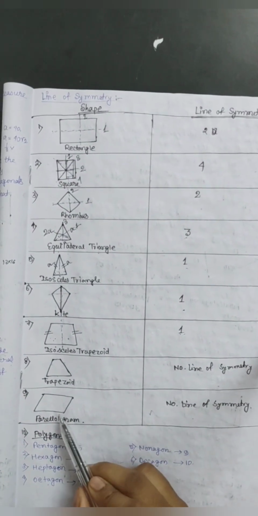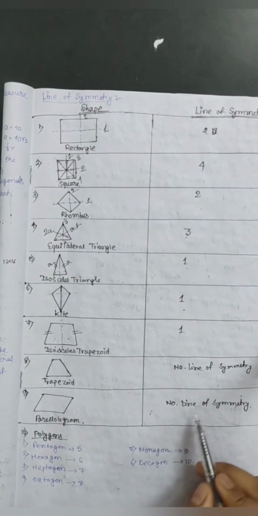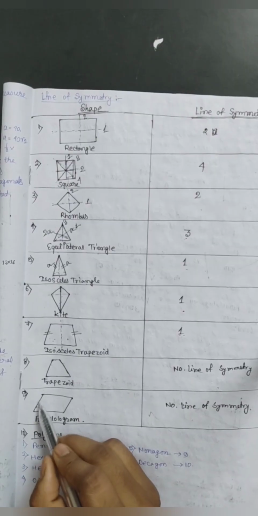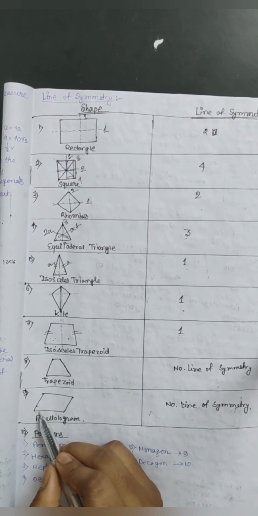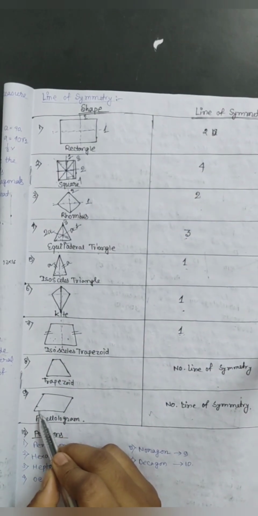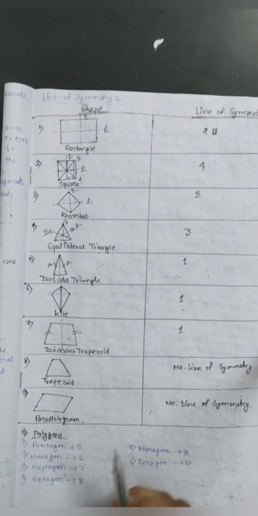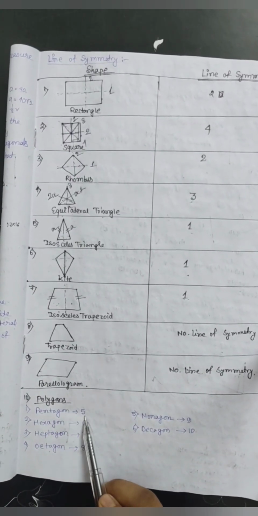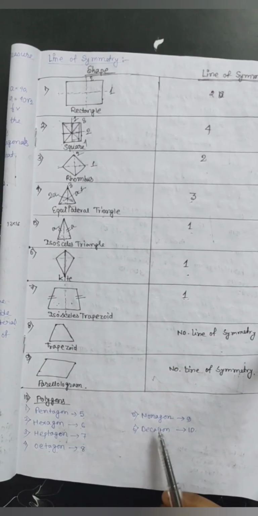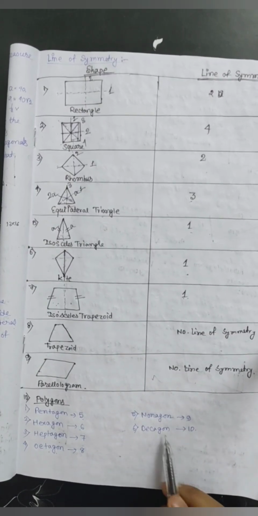Now parallelogram. Similarly, a parallelogram also has no line of symmetry, as the angles are not 90 degrees. If these were 90 degrees, then we could form the line of symmetry as in a rectangle, but as these angles are not 90 degrees, we can't draw the line of symmetry. Similarly for polygons, a pentagon has 5 lines of symmetry, hexagon 6, heptagon 7, octagon 8, nonagon 9 and decagon has 10.